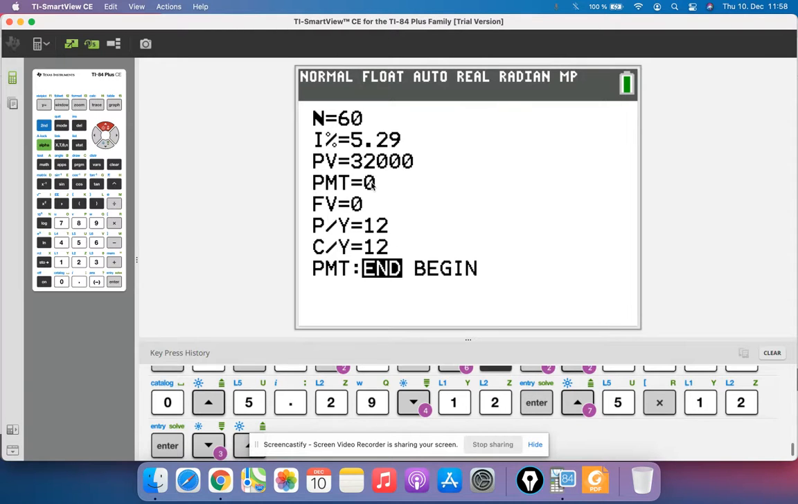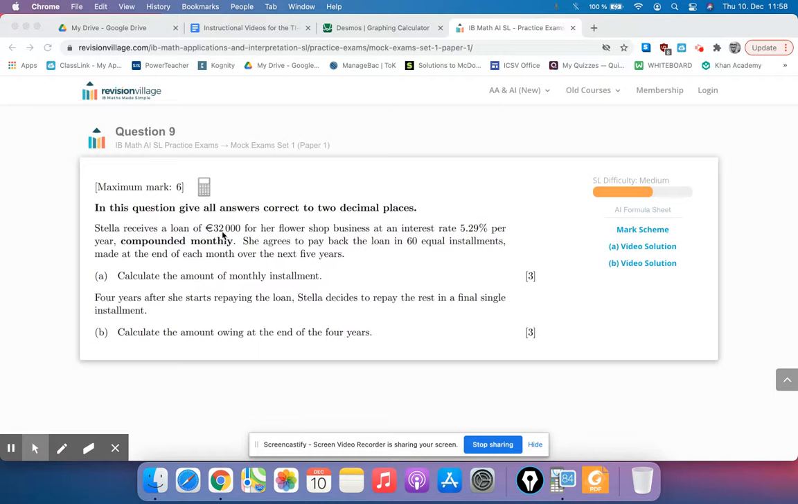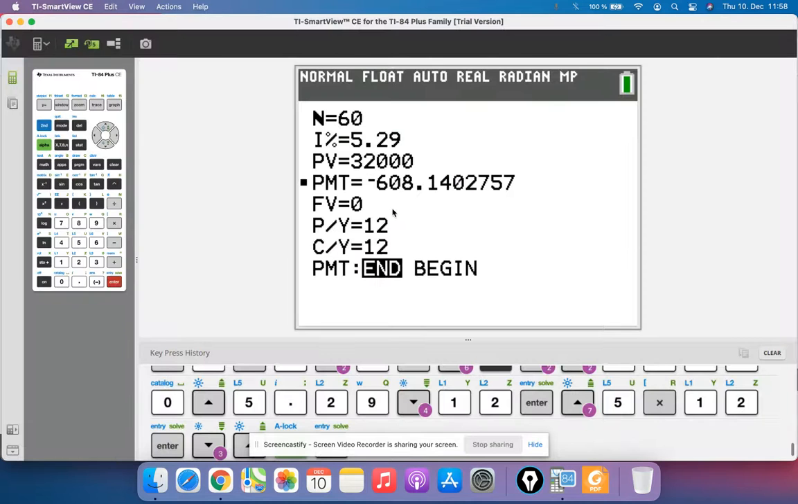We are going to solve for the payment now. So I was hitting alpha, enter. So our payment, notice it's negative because we're paying it out, $608 or whatever this is, euros. Okay, so that is the amount of the monthly installment.